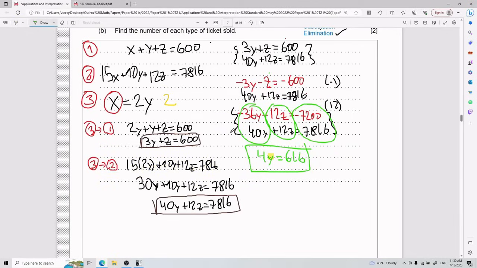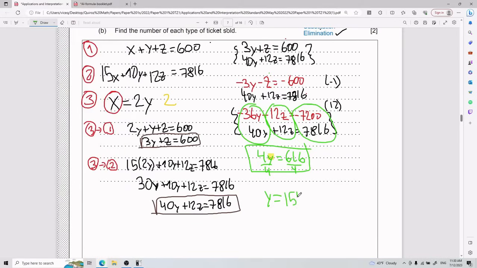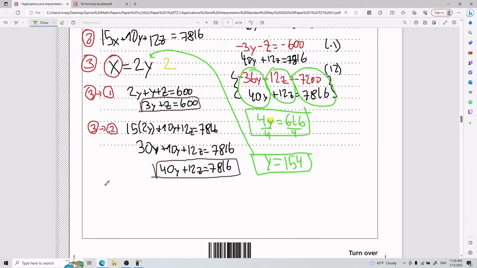Now I have only y. I get y alone by dividing by 4. Y equals 616 divided by 4, which gives me 154. So y equals 154. And once you get one of them, the rest just flows, because you can plug this in almost anywhere and it's going to work. I can plug it in here, which means that x equals 2 times 154, so x equals 308.